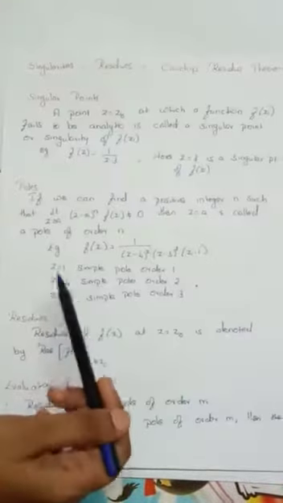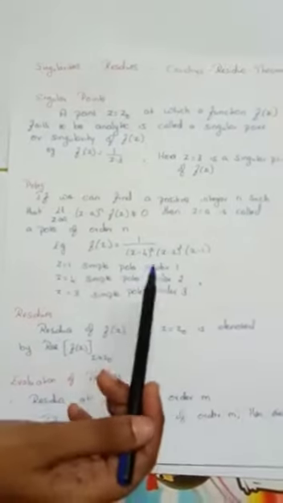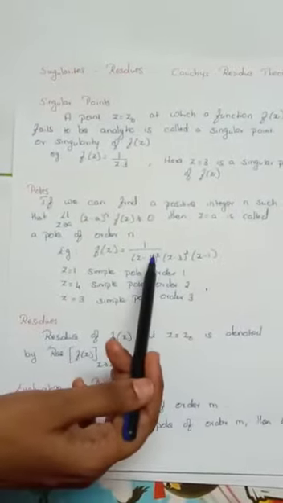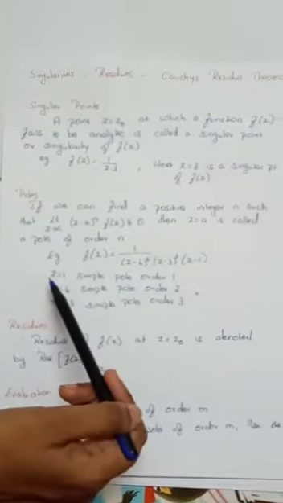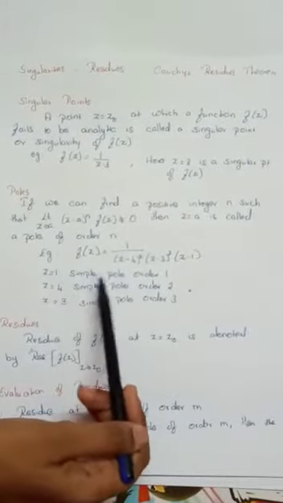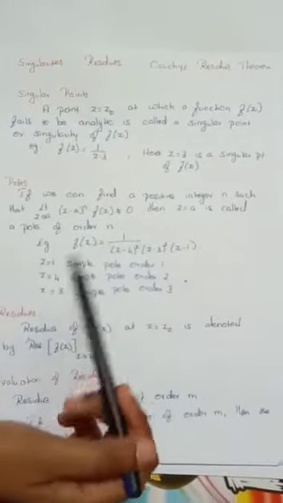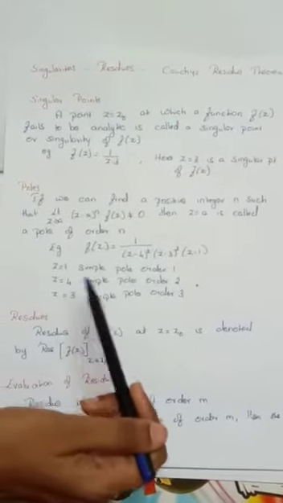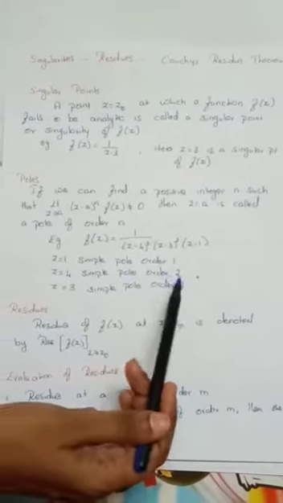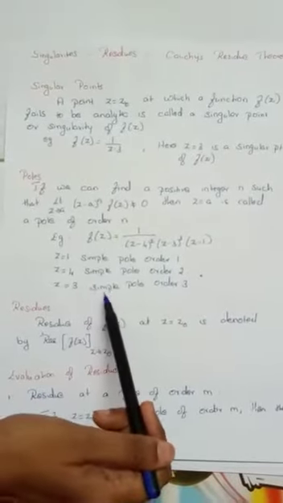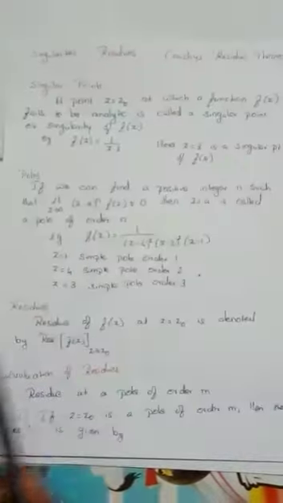Then we'll define what is the pole and what is the order. Always order is represented by the powers. Here z is equal to 1 becomes a simple pole of order 1. z is equal to 4 is a pole of order 2. z is equal to 3 is a pole of order 3.